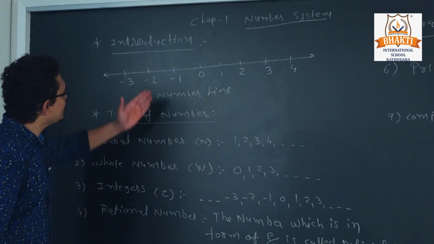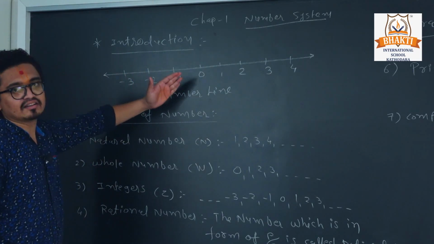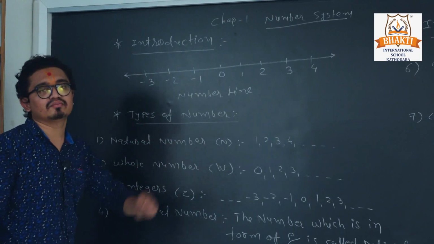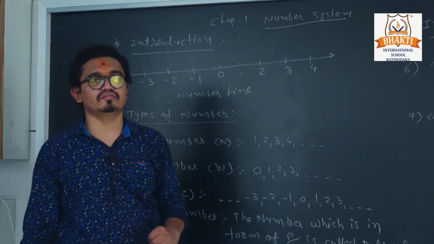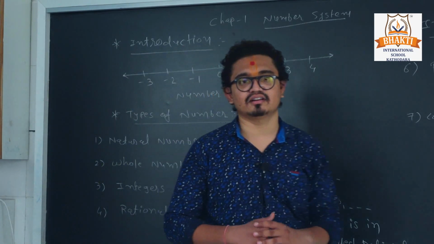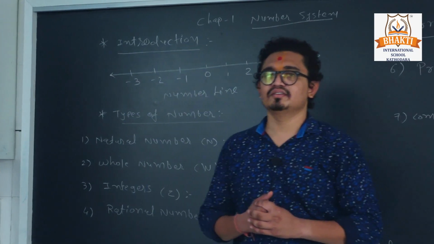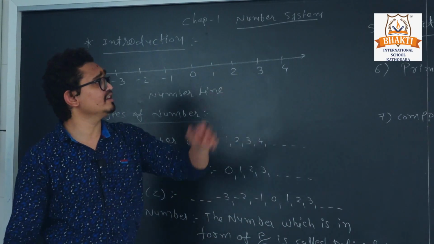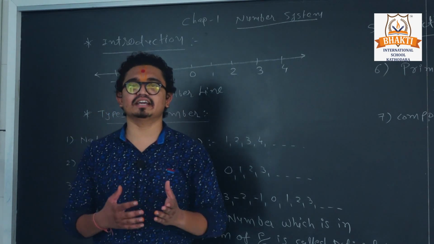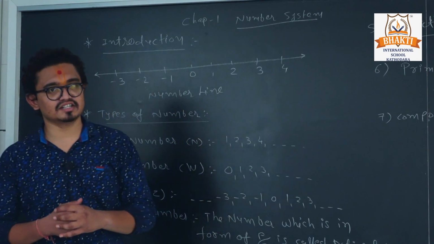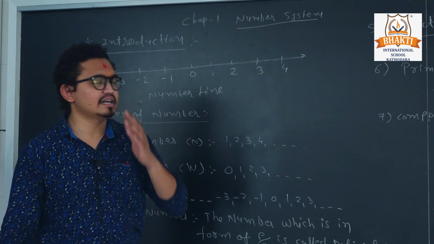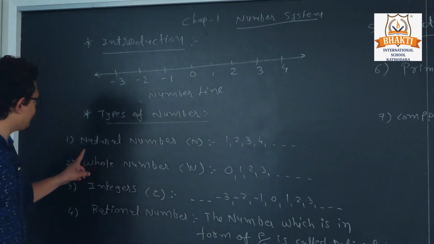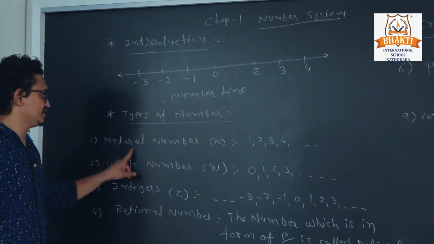According to that number line we define the different kinds or types of numbers. First of all we can take the basics of your chapter. In standard number 9, in exercise number 1.1 we have different kinds of numbers. First we take the introduction of the number system, and then we start exercise number 1.1. The first type of number is called natural number.